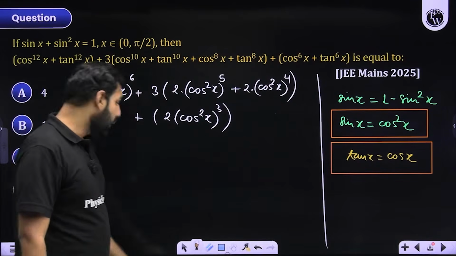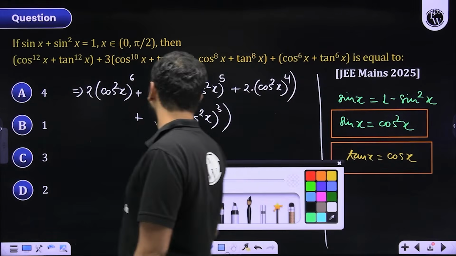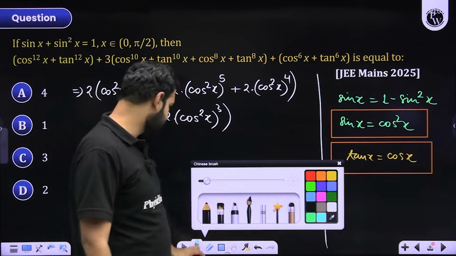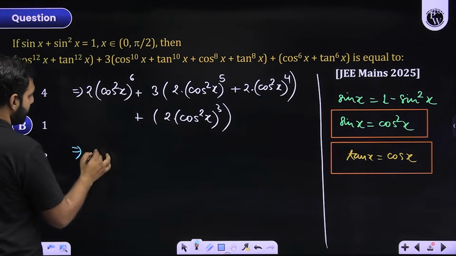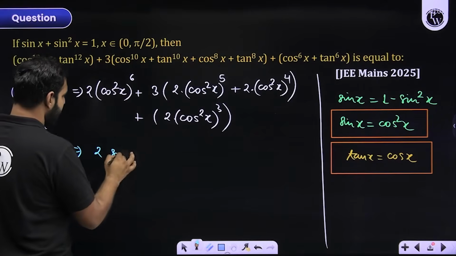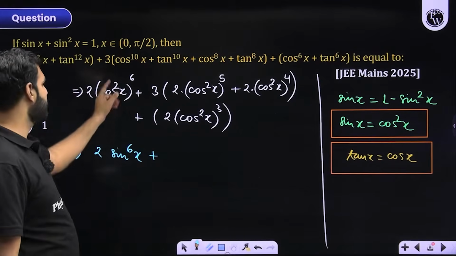Now, one more conclusion we have, which is that cos square x is equal to sin x. So all these cos square x, I'm willing to replace by sin x. I hope that's fine. That is worth doing. So let's do that. So here, what am I getting? It is 2 times cos square x I'm replacing by sin x. So it is sin x to the power 6. Did you get this part? It is sin x to the power 6.